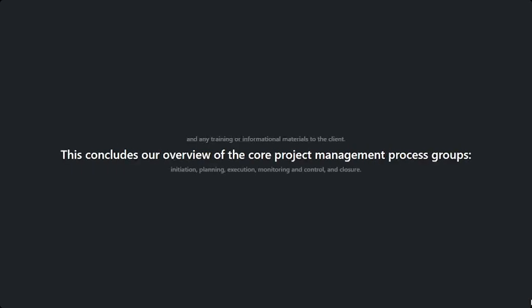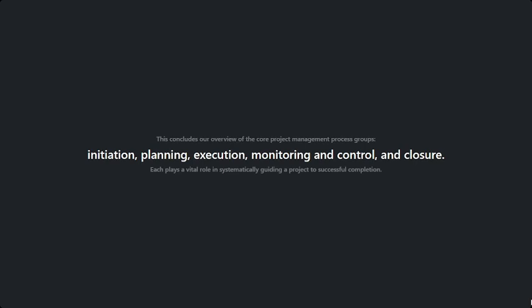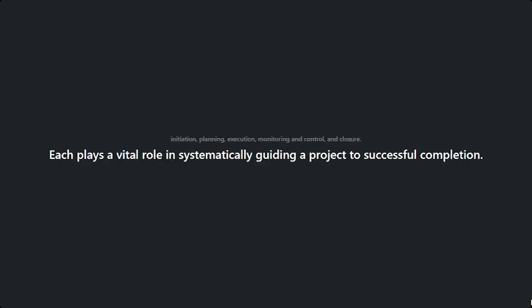This completes our walkthrough of the core project management process groups: initiation, planning, execution, monitoring and control, and closure. Each plays a vital role in guiding a project systematically toward its successful completion.